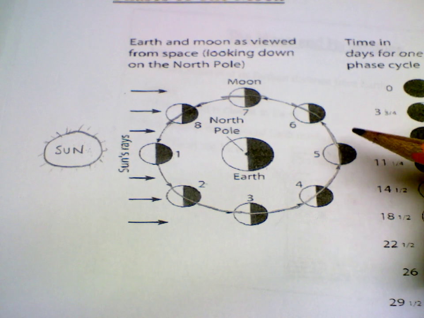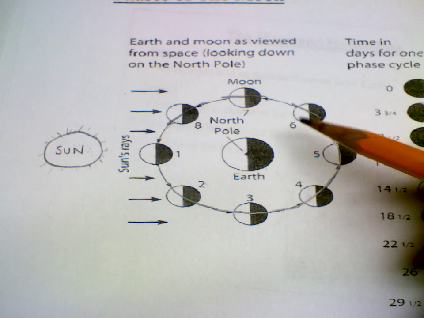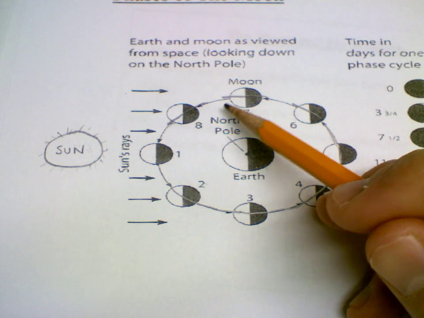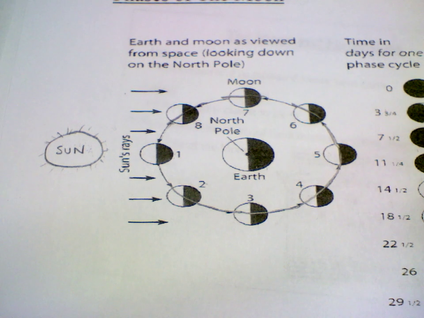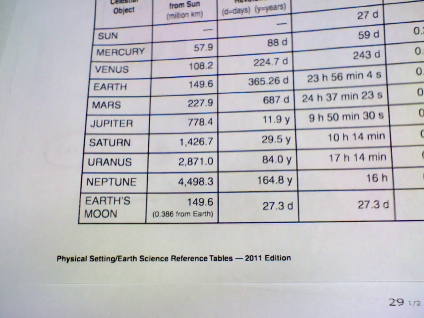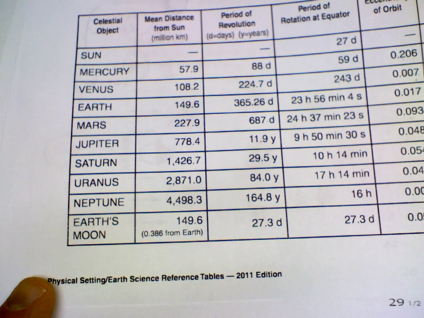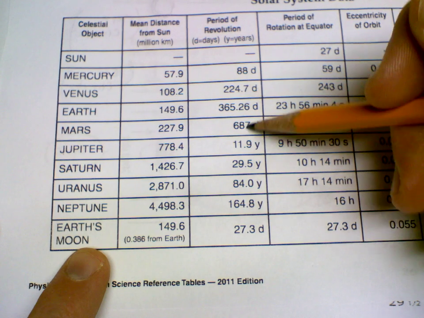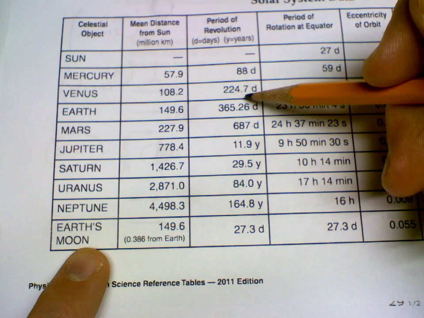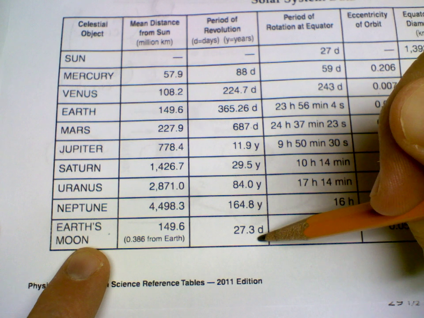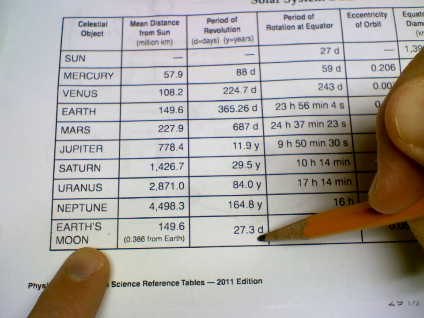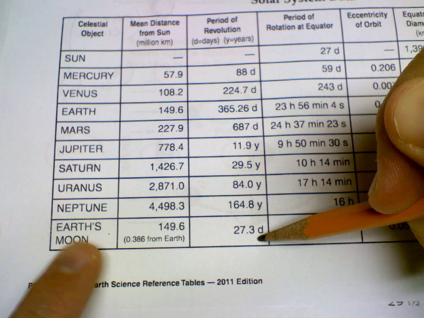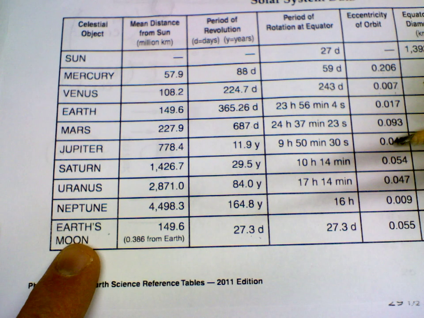Okay. Now, one of the questions you could get is how long does it take the moon to do a full revolution around the Earth? If they ask you that, go right to the reference table, page 15. Here's Earth's moon. Every time we've seen period of revolution here, that was for each planet going around the sun. For Earth's moon, it's telling you how long it takes to do a full revolution around Earth. And it takes 27.3 days.